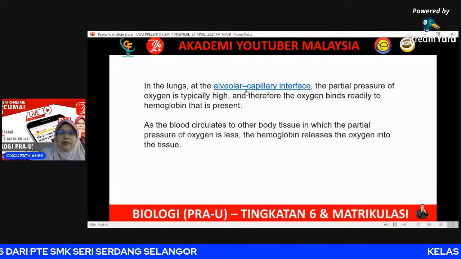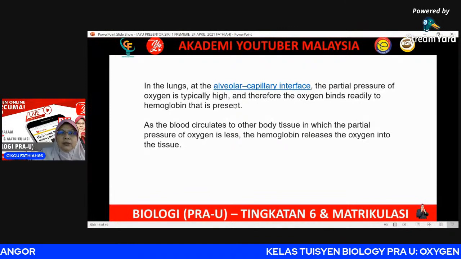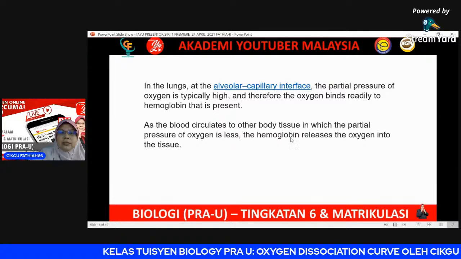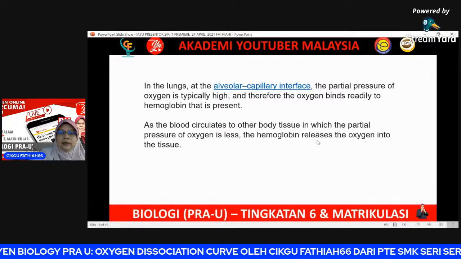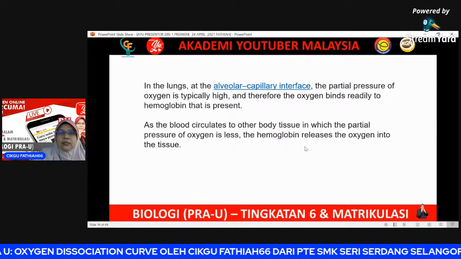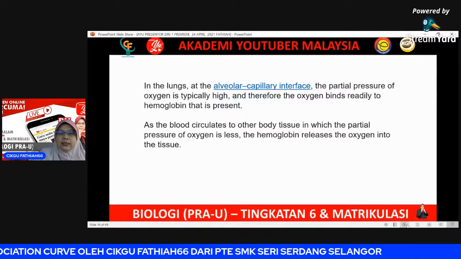So at the alveoli capillary interface, the hemoglobin affinity to oxygen is very high. Compare when the blood circulates to other body tissue. At this area, hemoglobin releases oxygen. Affinity of hemoglobin to oxygen is low.